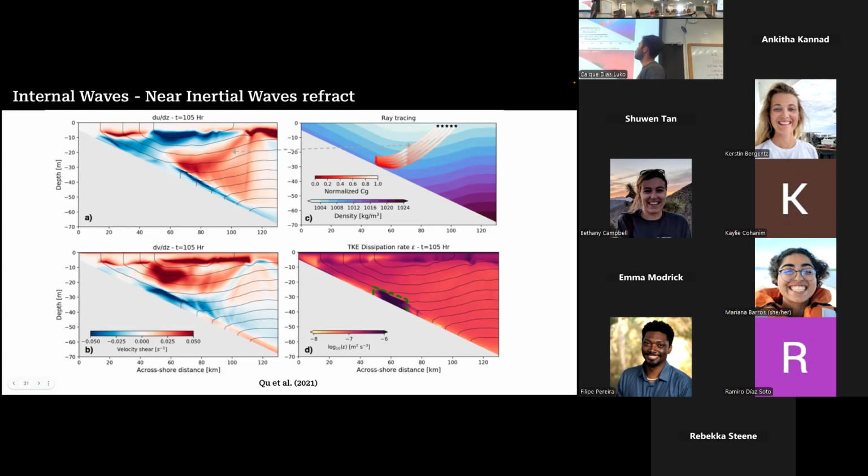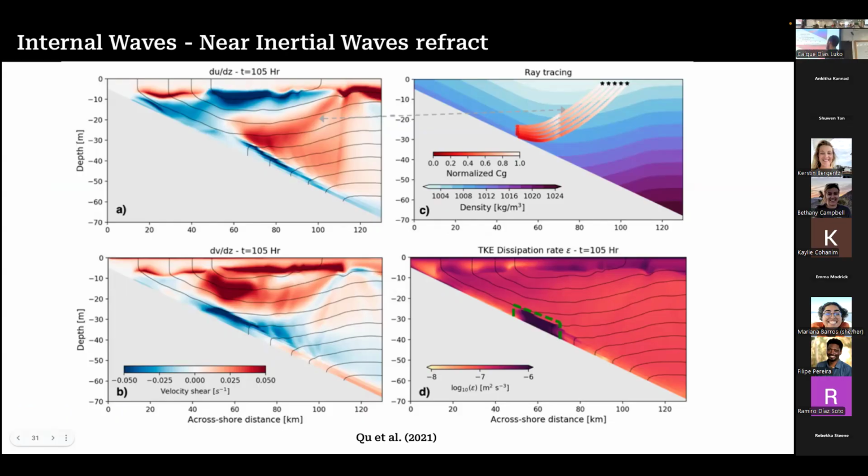So this is the wave packet going down, and you can see that there's more shear where the wave breaks, and you increase the dissipation rate, another turbulence quantity. There's more breaking of the wave here.